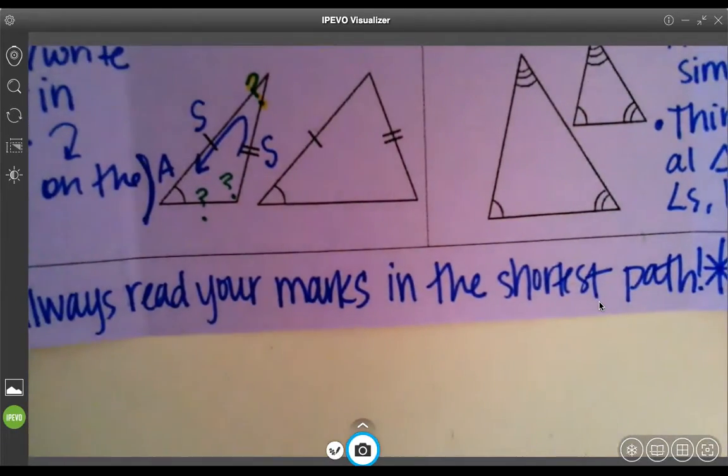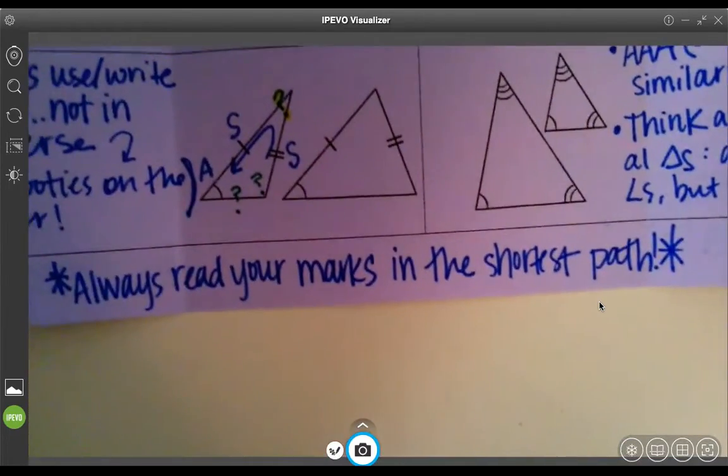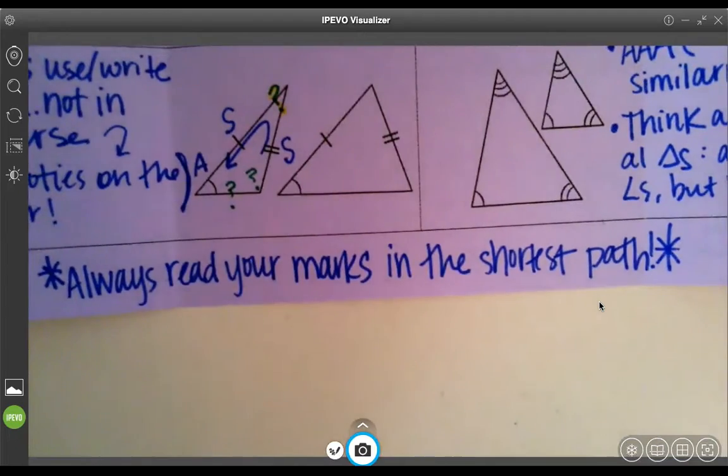Some of these are going to have the same combinations of letters. For example, 2 S's and 1 A, 2 A's and 1 S. And knowing which is which is going to come from reading them in the shortest path. And if you don't know which is which, you're going to mess up and get some wrong answers from time to time. So always read your marks in the shortest path. And if you're still not super clear on that, let's go ahead and just write out to the side.